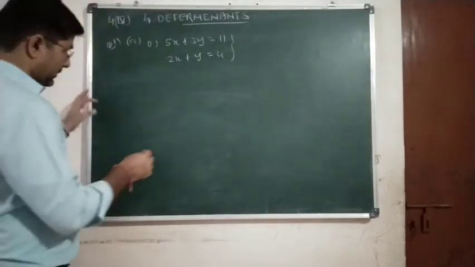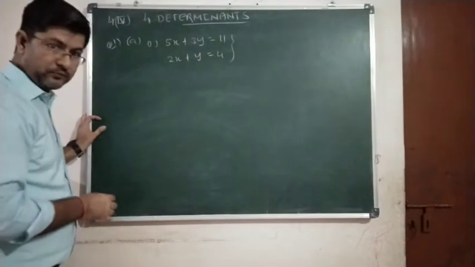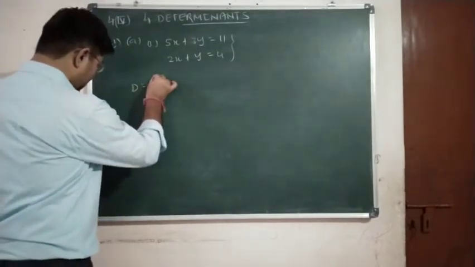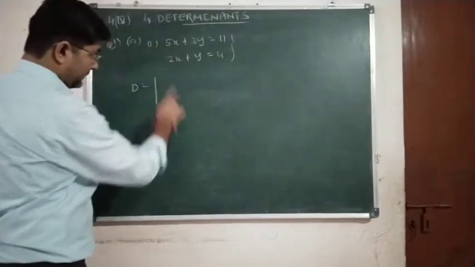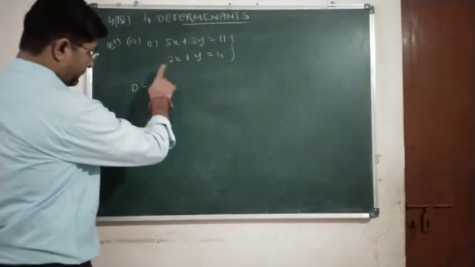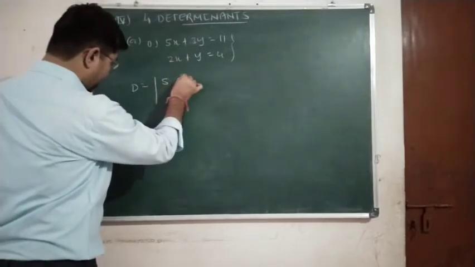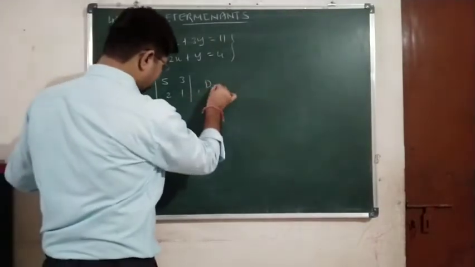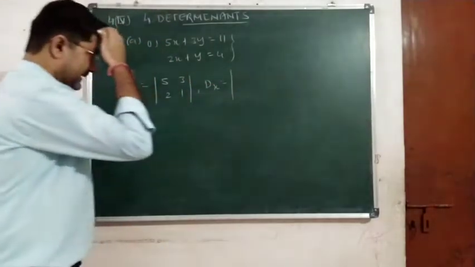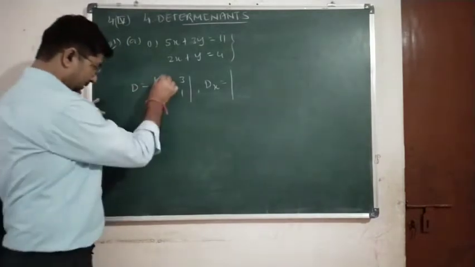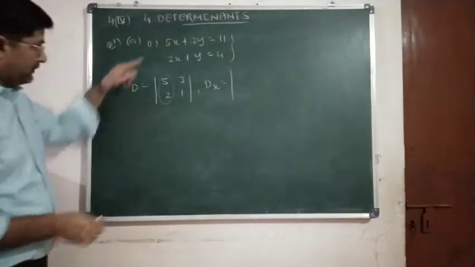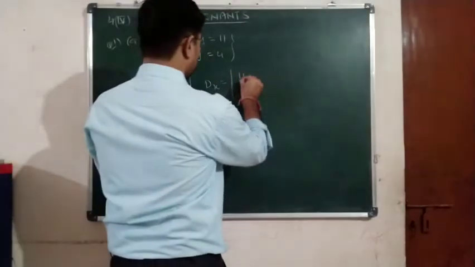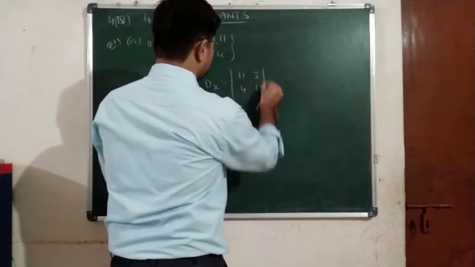For that, we know that we have to find the determinant called D, involving the constants of the expressions on the left side. So 5 3 2 1, then we have dx. How will you find dx? In D, the first column involving constants of x will be replaced by the constant terms. So 11 4, and the second column as it is.